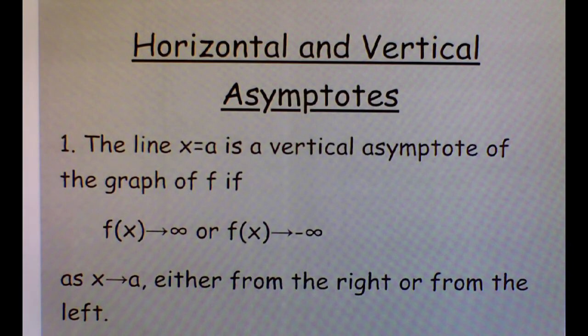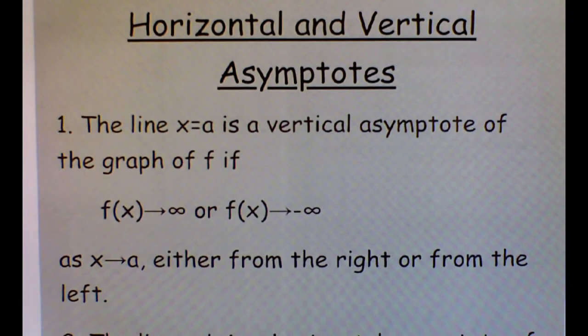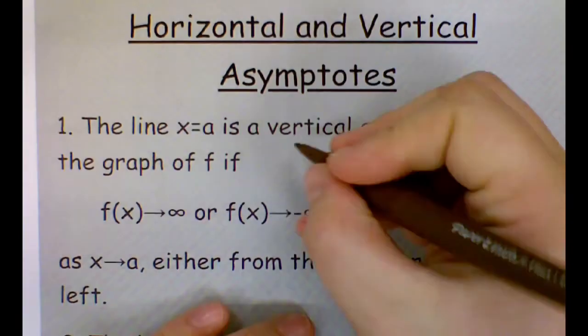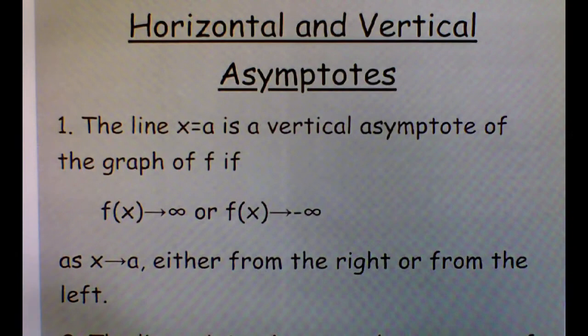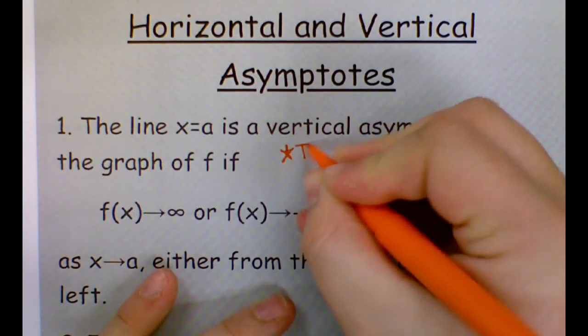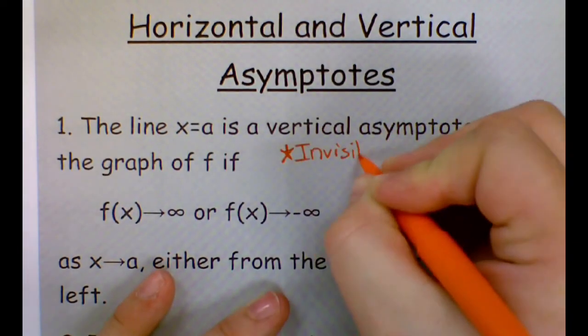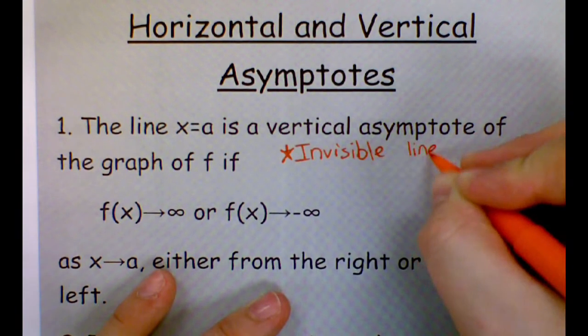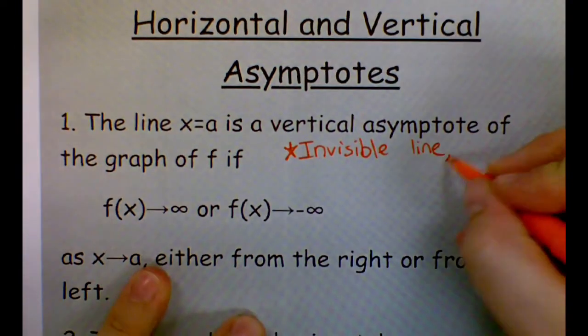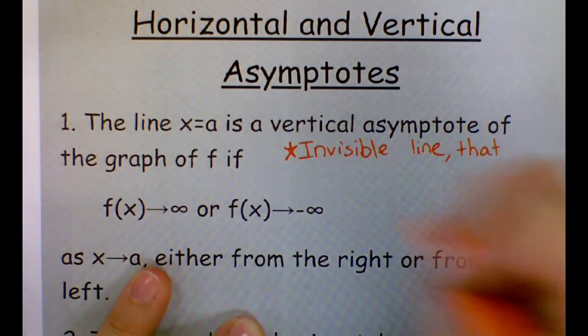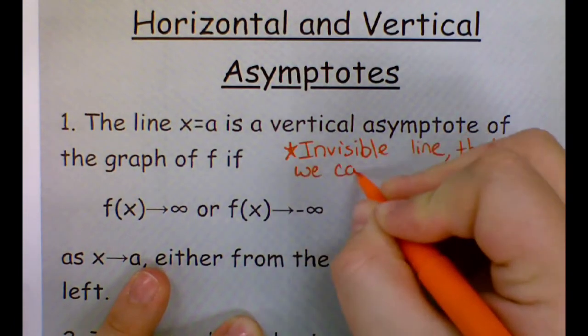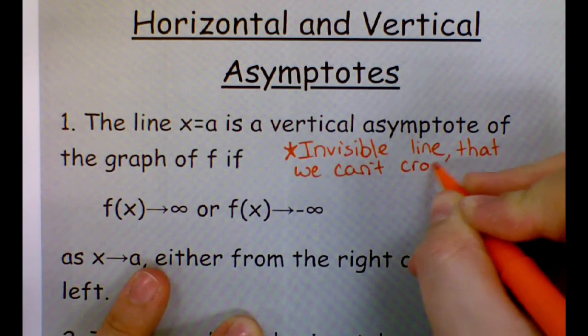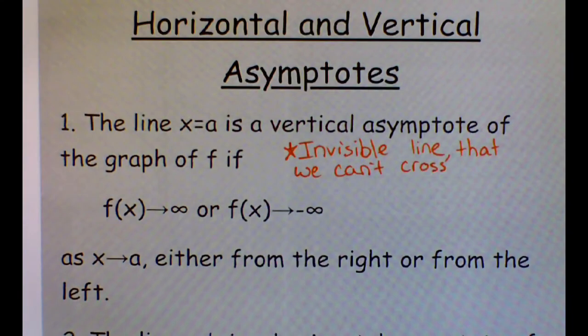So there are two types of asymptotes, horizontal and vertical. The line x equals a is a vertical asymptote of the graph if f of x approaches infinity or negative infinity as x approaches a from the right or from the left. A vertical asymptote is an invisible line, right? We don't actually see it on our graph, that we cannot cross.